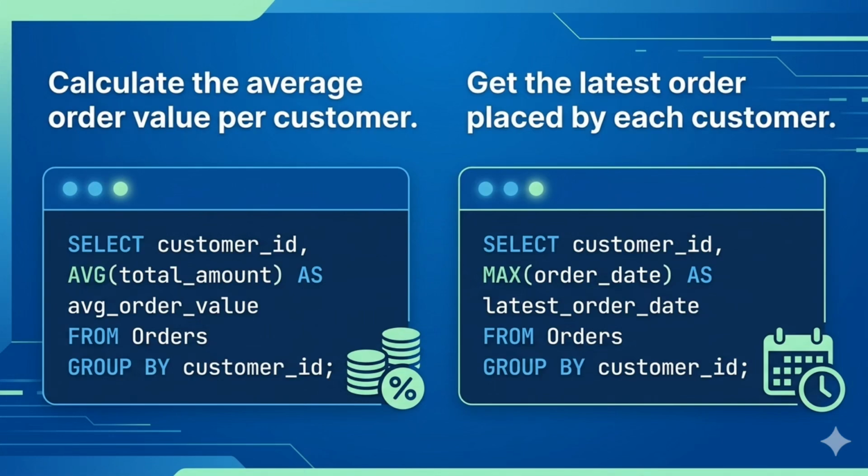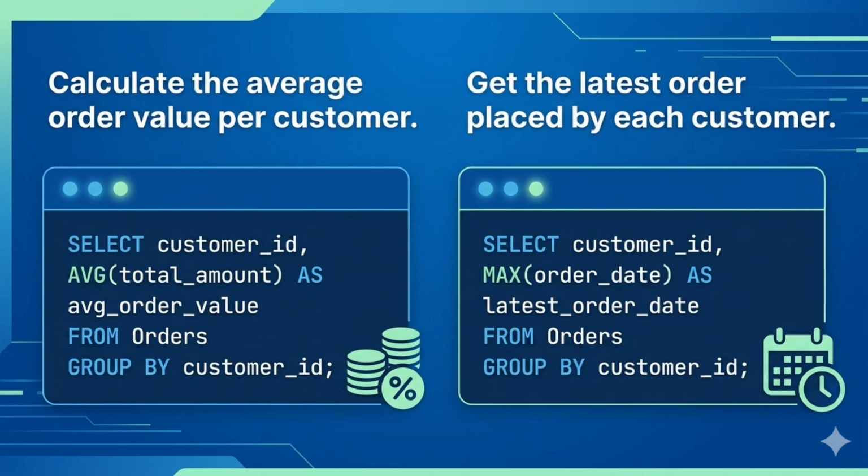The average function calculates the average total amount spent by each customer, while group by customer ID ensures the calculation is done individually for every customer. The result? You get each customer's average order value, which is useful for segmentation, loyalty analysis, and revenue forecasting.